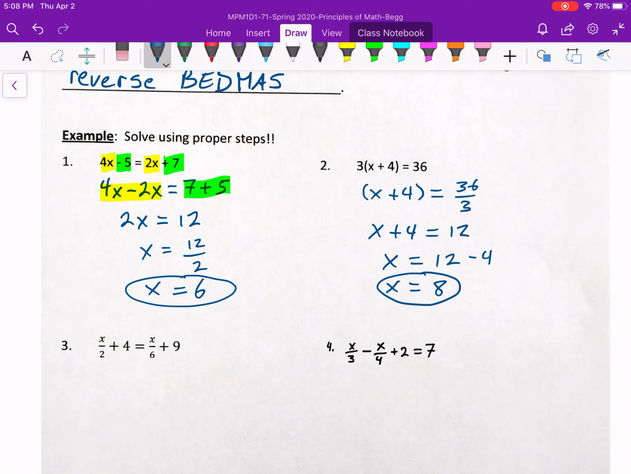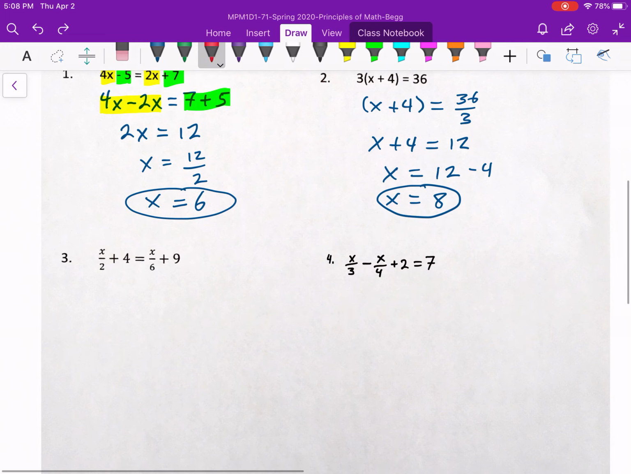And remember, I can stick that back in. Again, I can go up here and I can put 8 into the equation and follow order of operations. 8 plus 4 is 12, and then 12 times 3 is 36, and so that checks out.